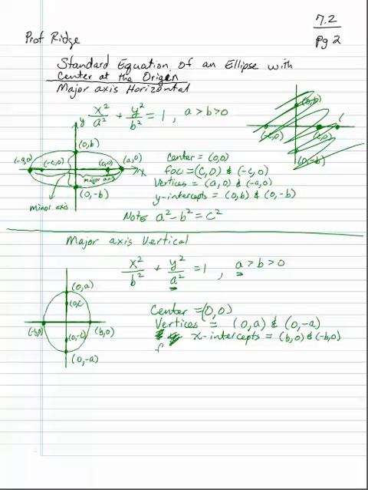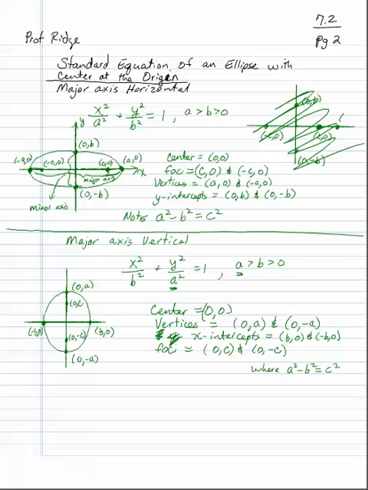And then the foci will be, again, the foci are also on the major axis, so that's vertical major axis, so we're going to add and subtract C for the y coordinate. So it'll be 0, C and 0, negative C. And of course, same thing as from above, where A squared minus B squared equals C squared.